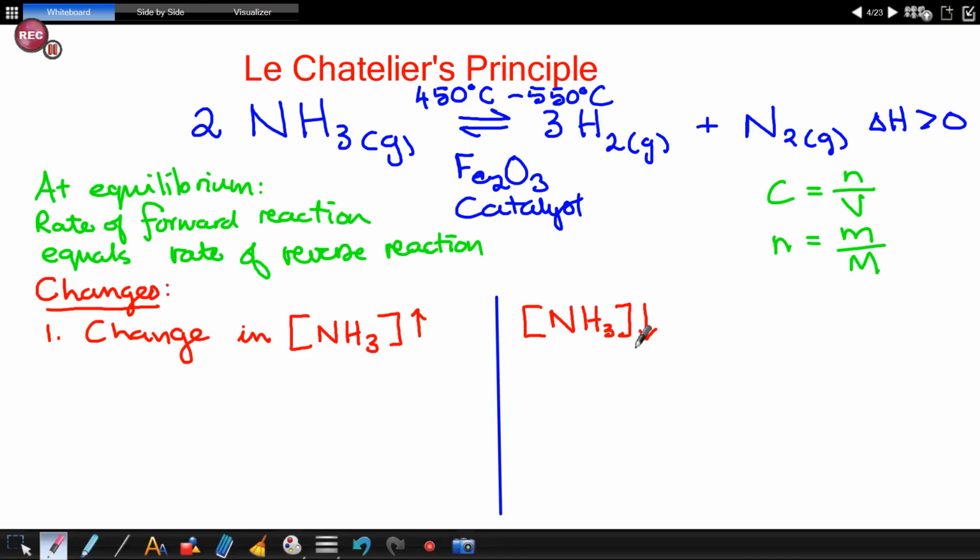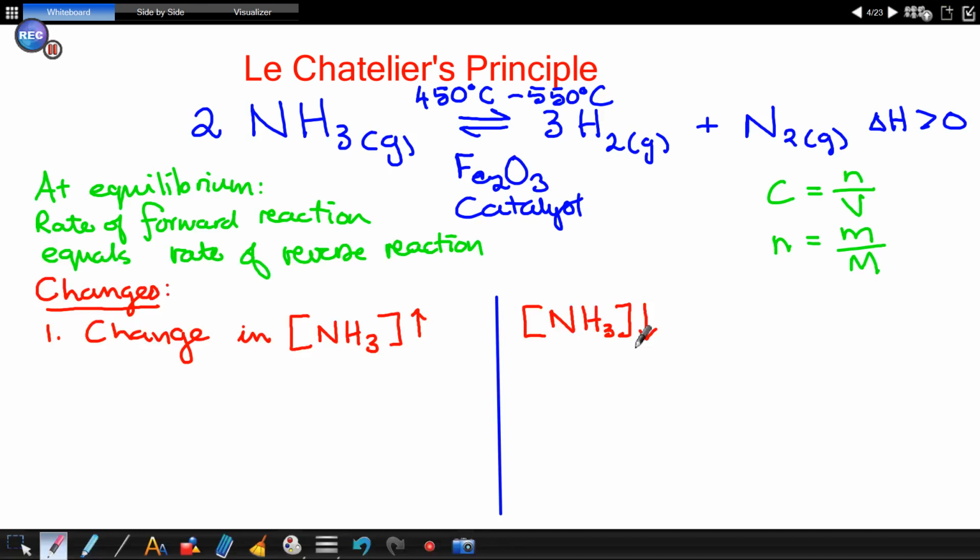I will listen to everybody, but I can't listen to everybody at once. So you put more ammonia in, the reaction that will decrease that amount of ammonia will be favored. Which is which reaction? But the reverse reaction makes more ammonia. So the forward reaction shows that the ammonia is decomposed into hydrogen and nitrogen.